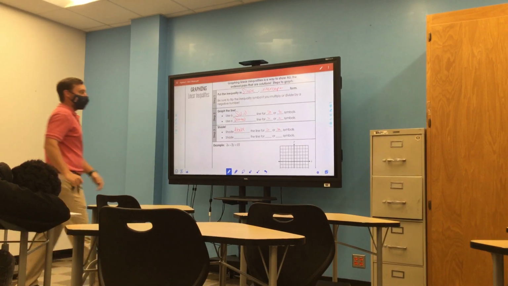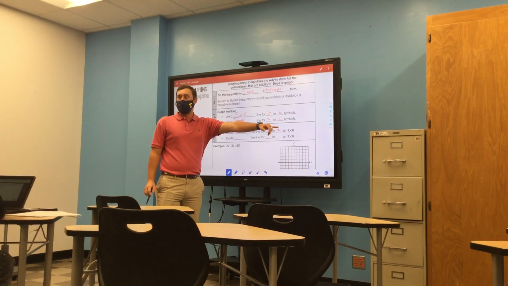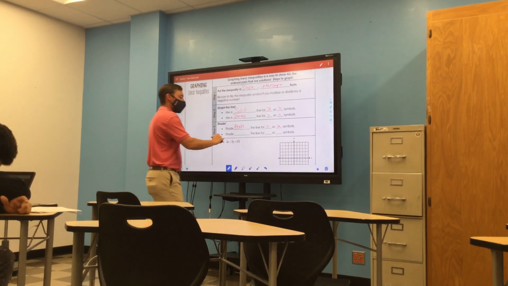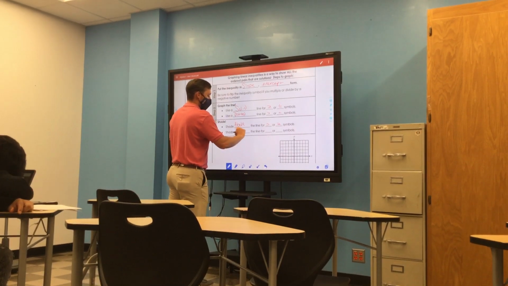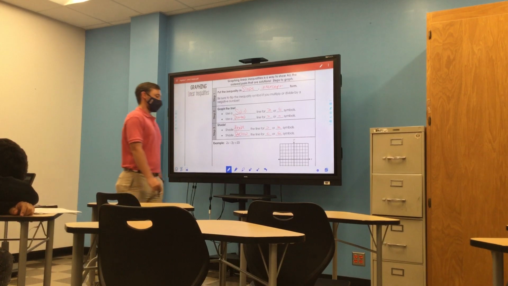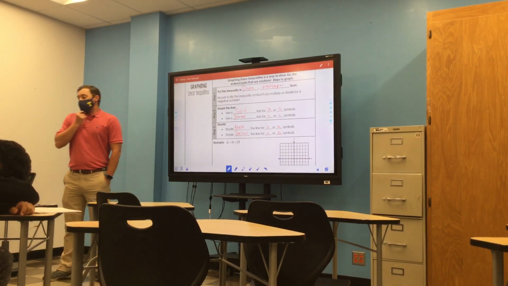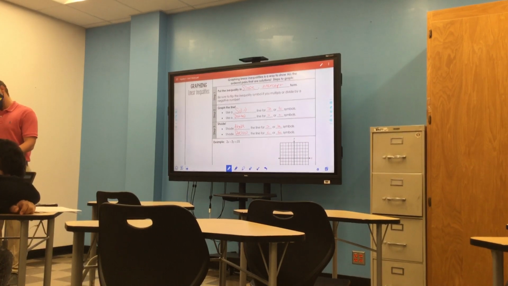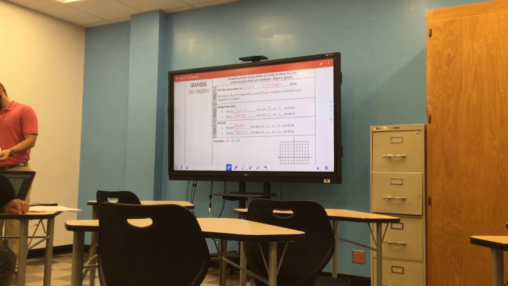So if you're using any of these greater than or equal to symbols, you would shade above. Below for less than or equal to. Any questions there? All right.